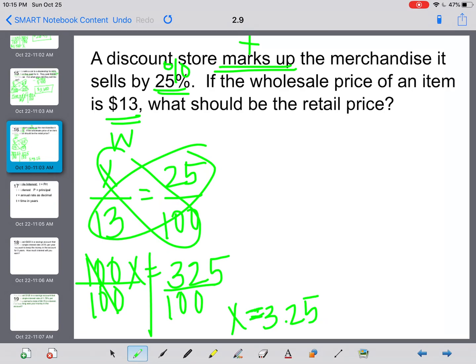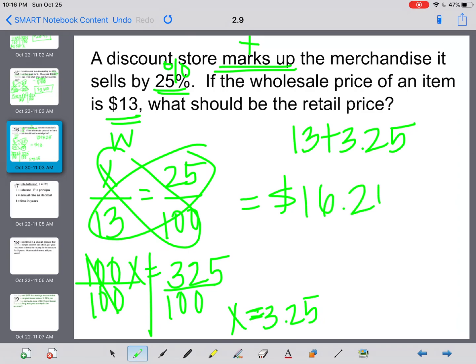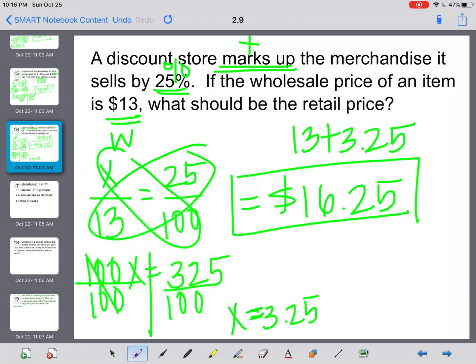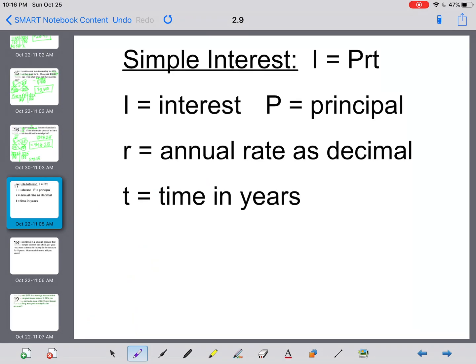I divide by 100. And that gives me 3.25. Okay, because it's a markup, I have to add 3.25 to my whole amount. So 13 plus 3.25 tells me that the retail price should be $16.25.